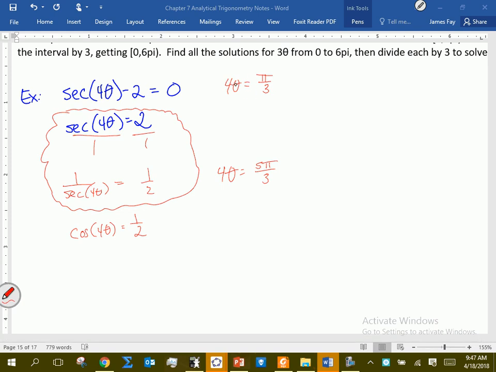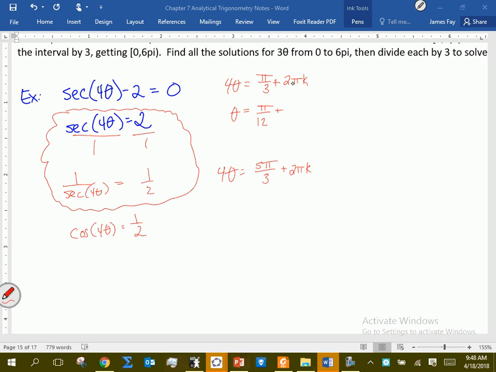Okay. So 4 theta equals pi over 3. Now remember we have to add the 2 pi k. Add the 2 pi k. Okay. And now this is the situation where we then divide everything by 4 to solve for theta. And dividing by 4 simply is multiplying by 1/4. So I'll write that as pi over 12.